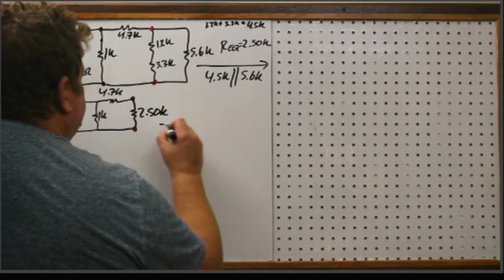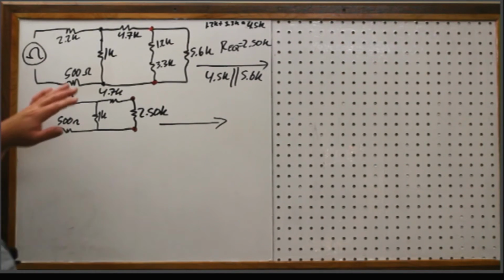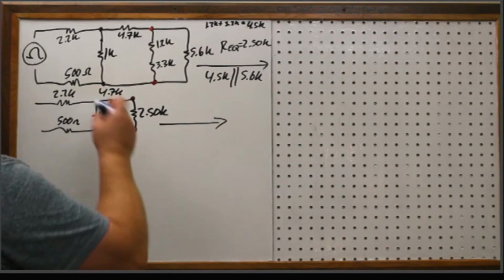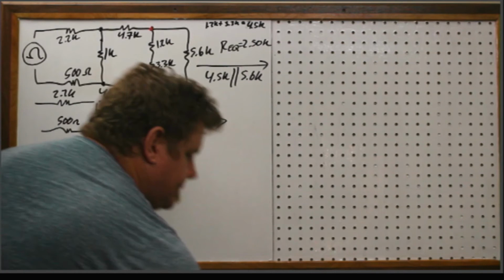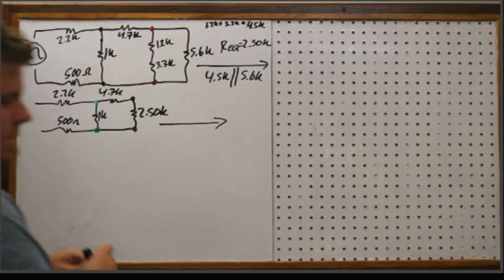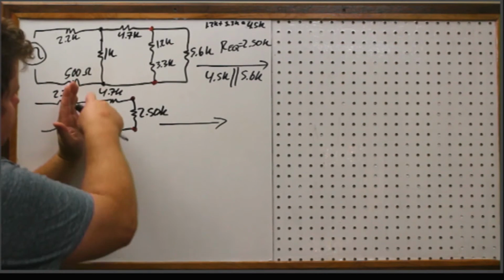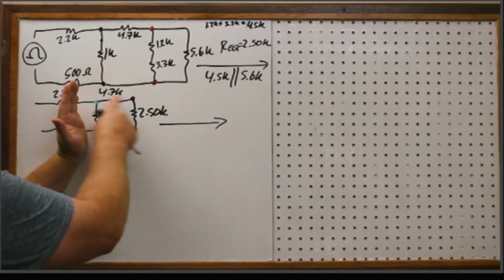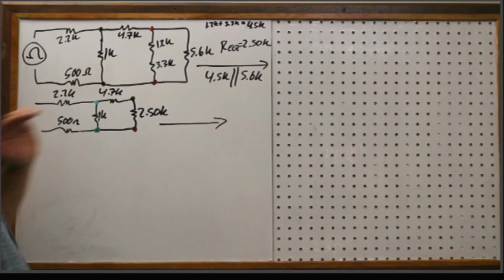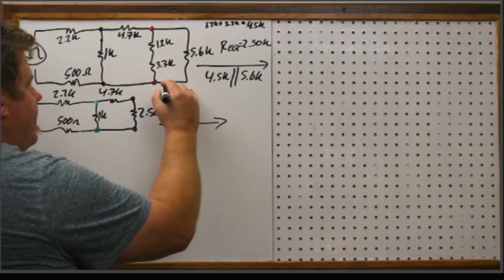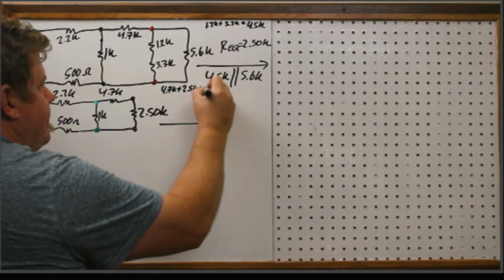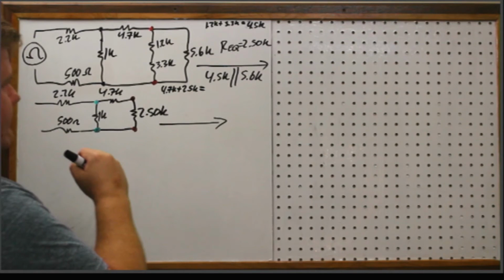Okay, so what am I doing now in this next step? Okay, now I'll mark it with blue. Whoops, not with that blue, I'm not. How about green? Okay, so now all we care about is this branch right here and this one over here. And obviously I see that these two are in series with each other now. So I'm going to add those together first. So 4.7K plus 2.5K. That gives us what? 7.2K.